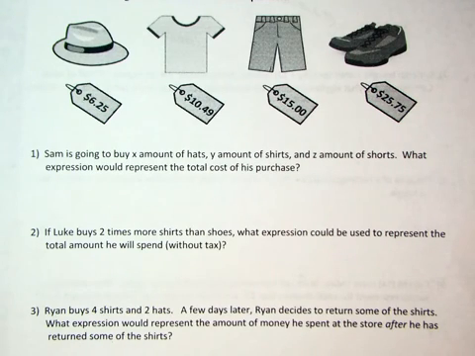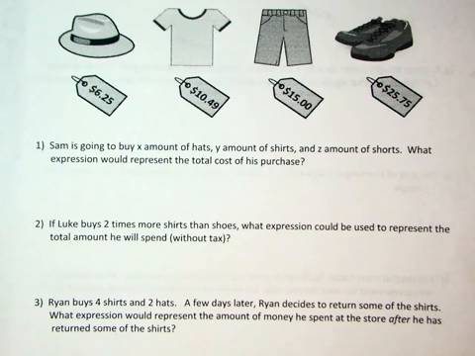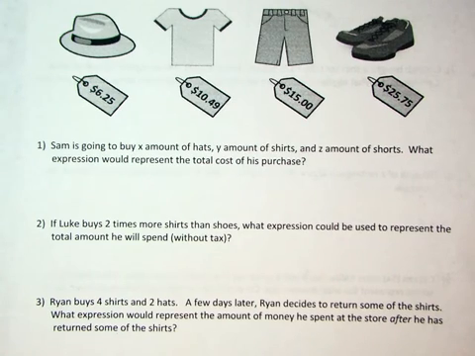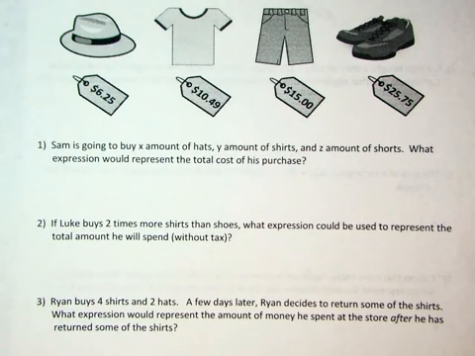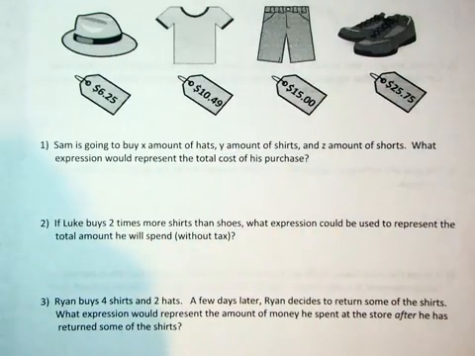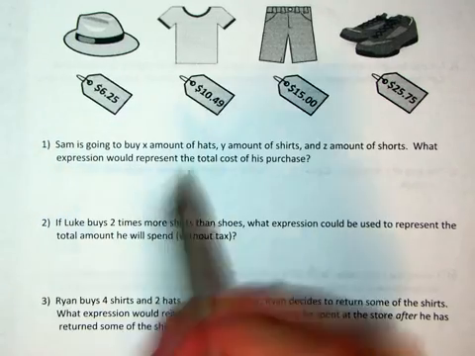Today we looked at problem solving with expressions, trying to do some more application with them. Looking at problem 1, it says Sam is going to buy X amount of hats, Y amount of shirts, and Z amount of shorts. What expression would represent the total cost of his purchase? Well, since we don't know the number of each of these items, we need a different variable for each item, but we also need to pair it with its comparable cost.